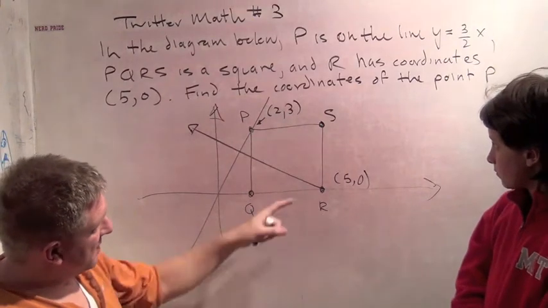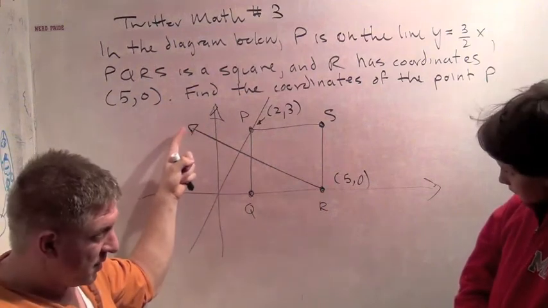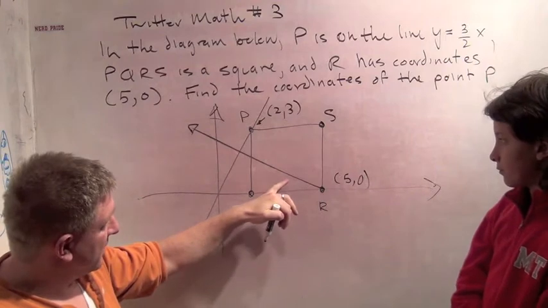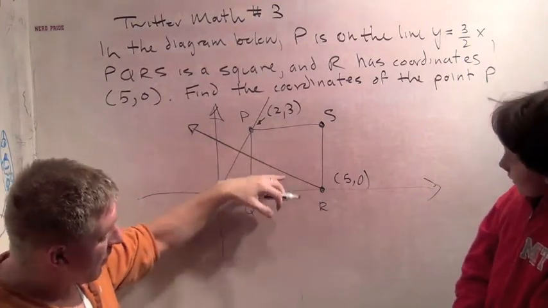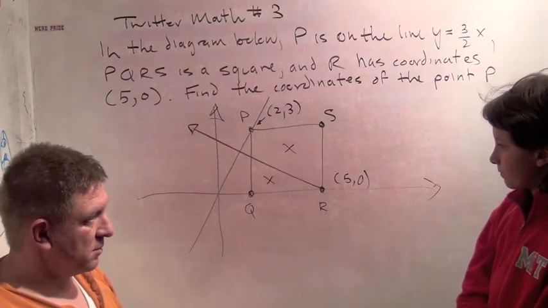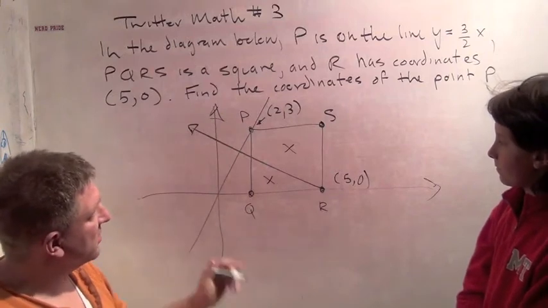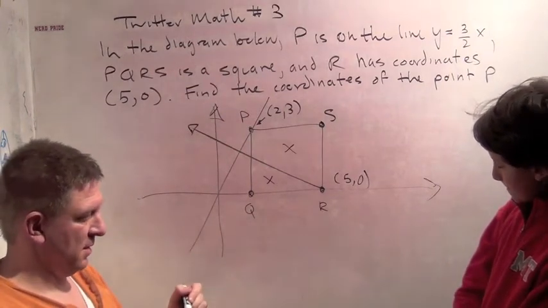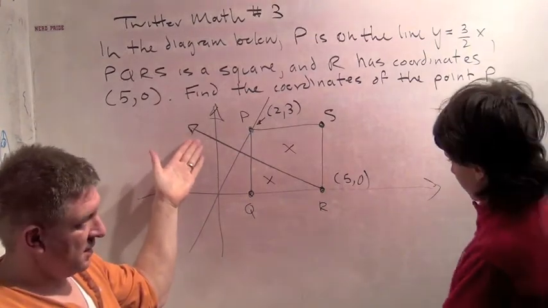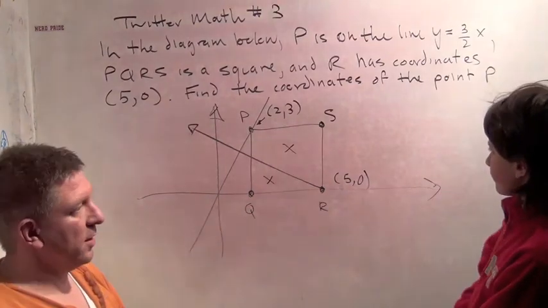The next thing they did is say some line starts at R and goes over here. The only thing we know about this line is that it cuts the square into two equal areas, x and x. So this line cuts the square in half. And the question is, find the equation of this line. Do you understand the problem? What's special about this line? It cuts the square in half. It starts at the point 5, 0, and it cuts the square in half.